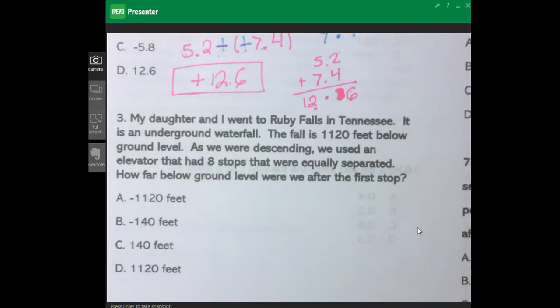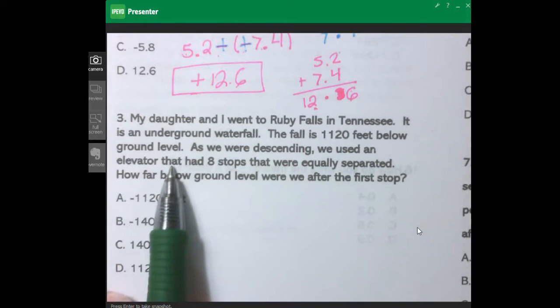Number 3 says, my daughter went to Anna Ruby Falls in Tennessee. It was an underground waterfall. The fall is 1,120 feet below ground level. As we were descending, we used an elevator that had 8 stops that were equally separated. How far below ground level were we after the first stop?